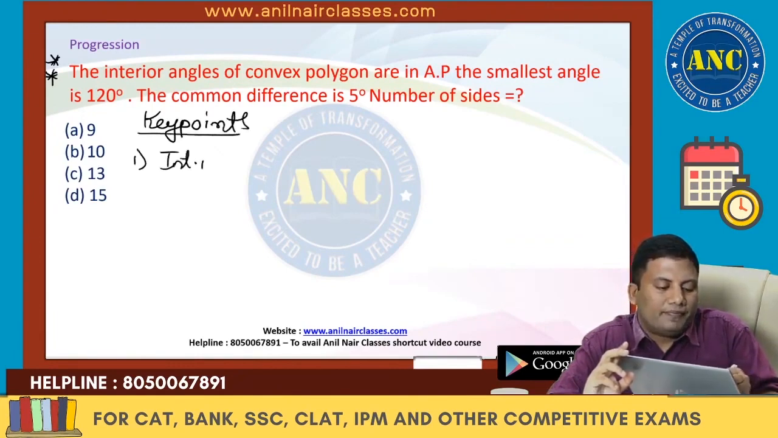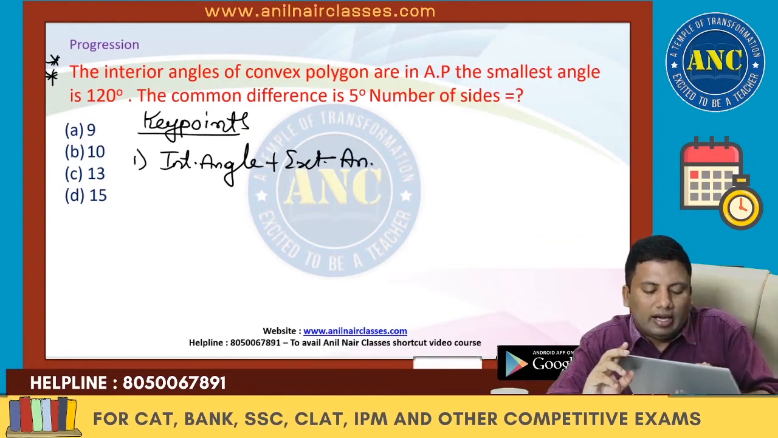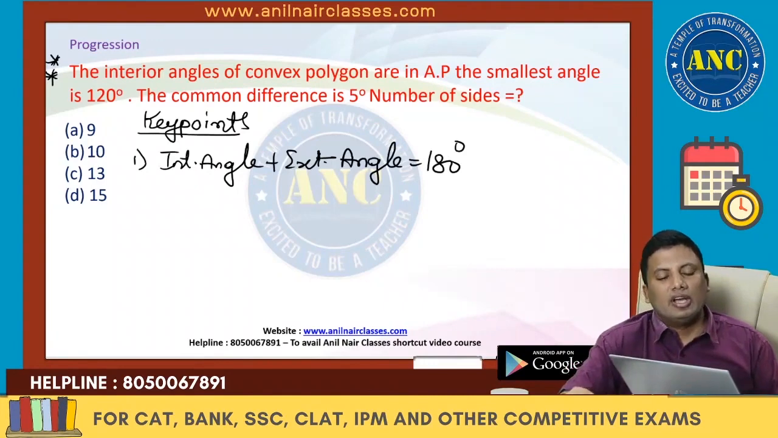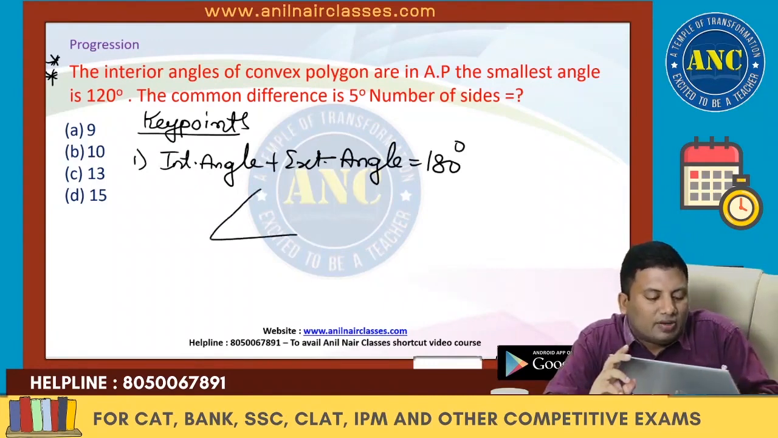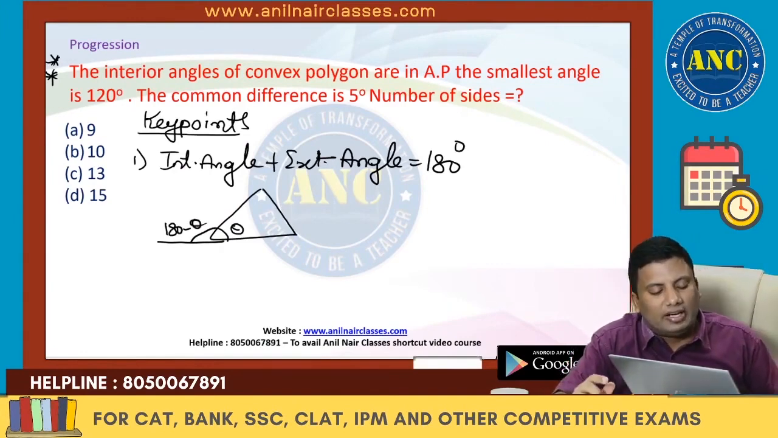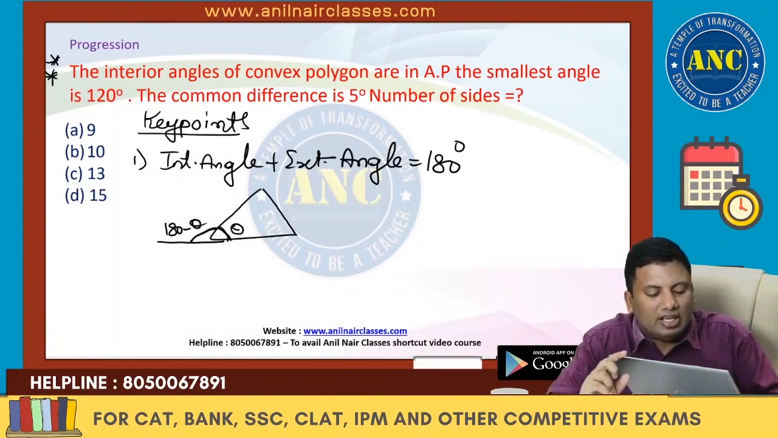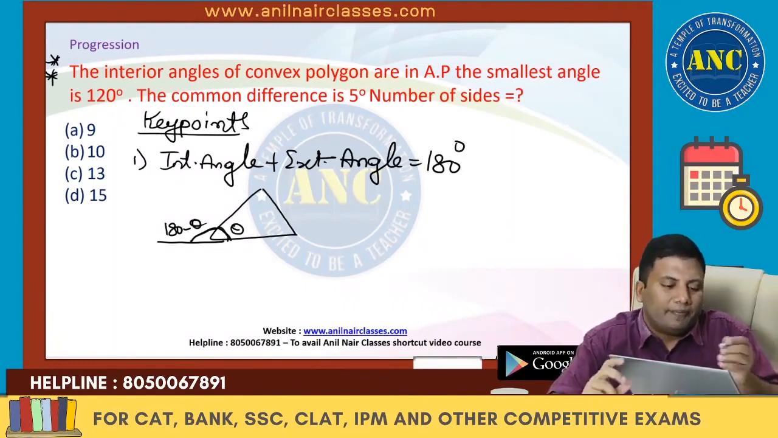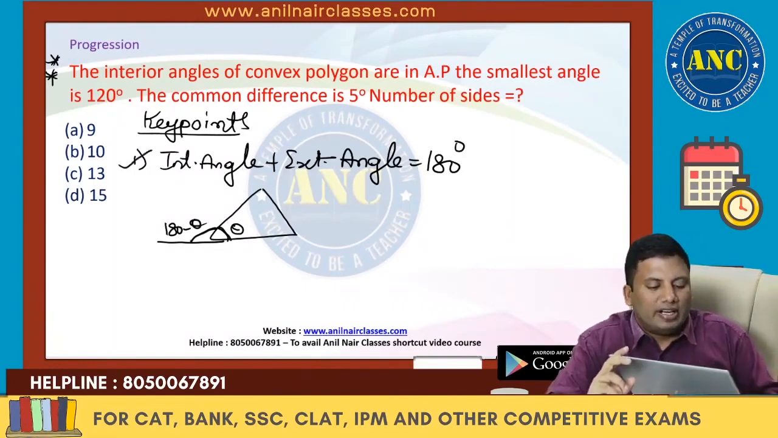Interior angle plus exterior angle, it is always 180 degrees. Why is it? If theta is the interior angle, this is the exterior angle. Because it's a straight line, total angle is 180. So interior plus exterior, it is nothing but 180. First point, it is clear.